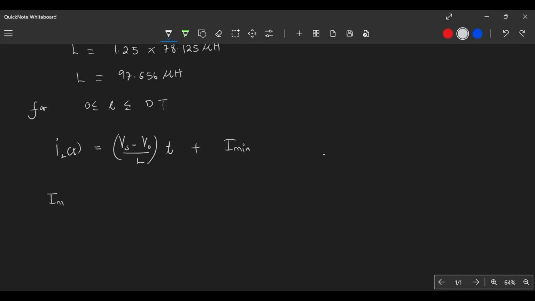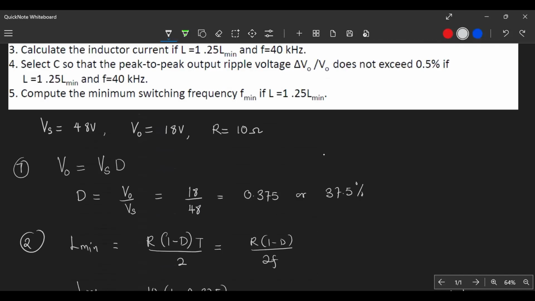So Imin is equal to, remember that for the buck converter, we calculate Imin like this: Vo over R times 1 minus (1 minus duty cycle) divided by 2L times frequency. We have all this. We have the output voltage, which is 18 volts, and the resistance, which is 10 ohms.